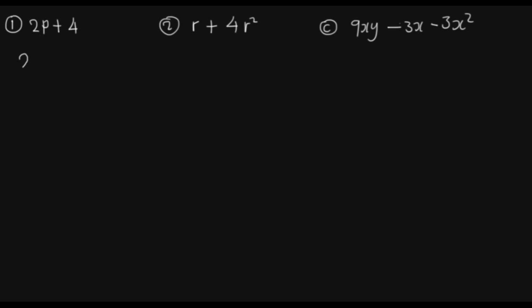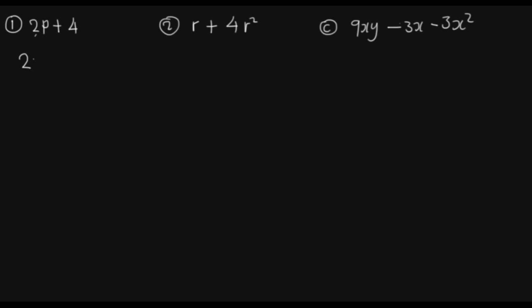So let's factorize the first one. Here we have 2p plus 4, and 2r plus 4r squared, our c is 9xy minus 3x minus 3x squared. So let's look at the first part. So we need to find the common factor. 2 is common because 2 can go into 2p and 2 can go into 4. Then p is not common because 4 has no p. So the only common factor is 2.